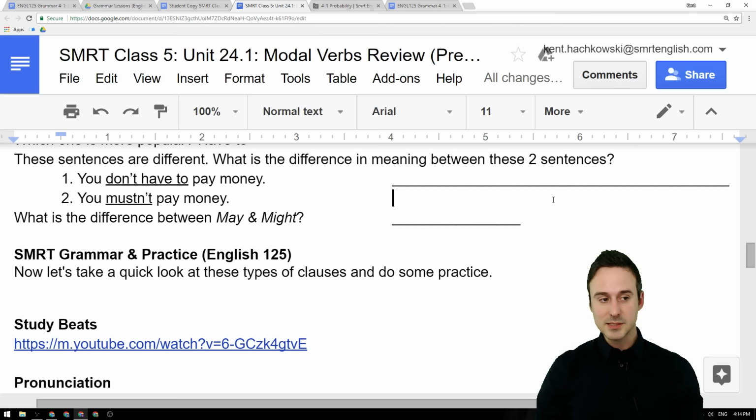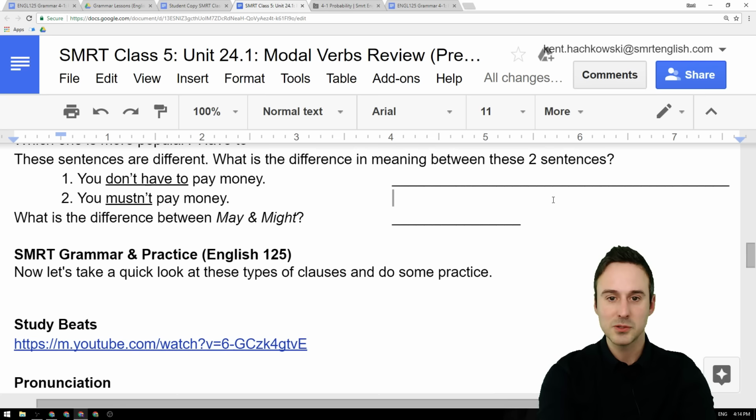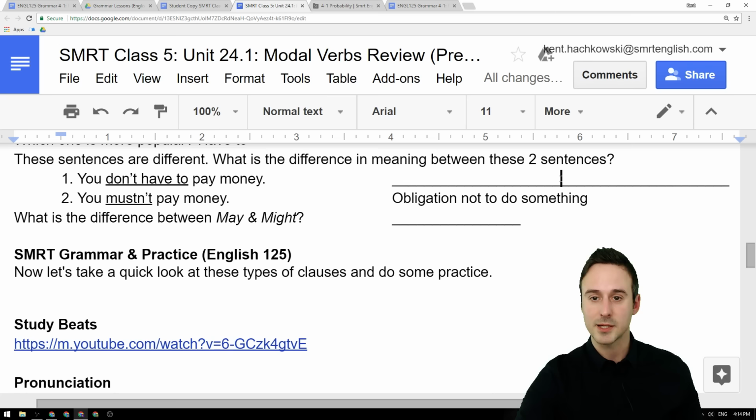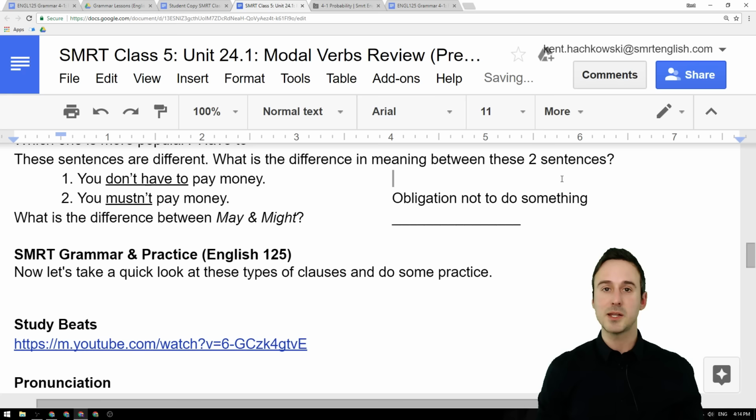Advice and forbidden. Okay, dear, all right. Forbidden, I can agree, number two. So the way I might explain it, but you're right, forbidden is correct as well. It's important. So, okay, let me use the same words that I used before. Obligation not to do something. Okay? So just the opposite, okay? It's not necessary for number one. Yes, correct. All right, so obligation. So we had a personal obligation in the first one. You mustn't pay money means it's important, don't pay money. Okay, so it's just the opposite of the other one. So that's the easy one.